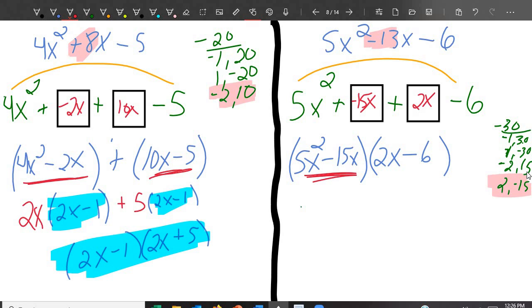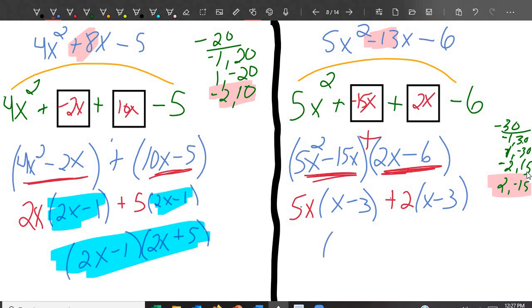5 and 15 are both divisible by 5, and we can take out an x. Second parentheses, we can factor out a 2. Whoops, hold on, there should be a plus sign in the middle, right here, plus sign. We're going to factor out a 2, plus 2. Now, when we factor out the 5x, we're going to be left with x minus 3. When we factor out the 2, we're going to be left with x minus 3. So the x minus 3 is one of the binomials in the answer. The other binomial is the 5x plus 2.